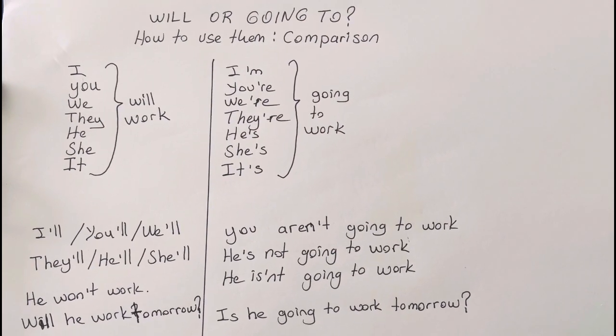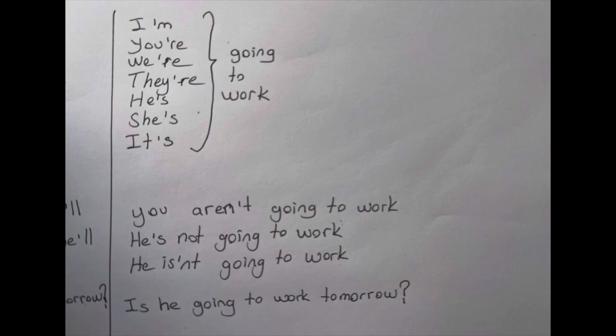Now, if we are using going to, then what do we have? We have the subject I, you, we, they. We have the verb to be, I am, you are. And then we have going to, just as an expression. Just put it in there. You don't have to change it. And then last, we have the verb in its base form. So in reality, it will sound like this. I'm going to.